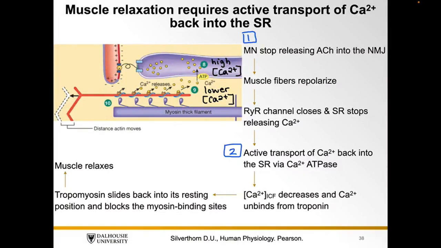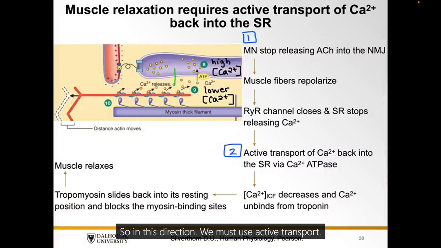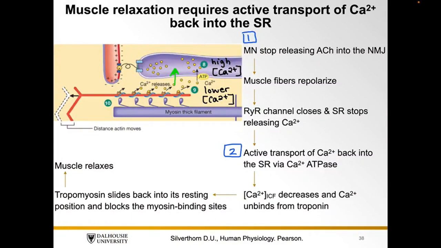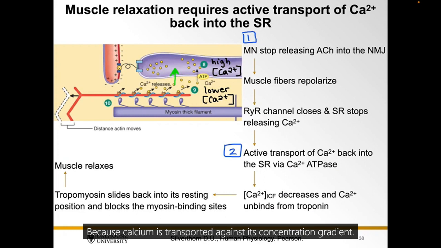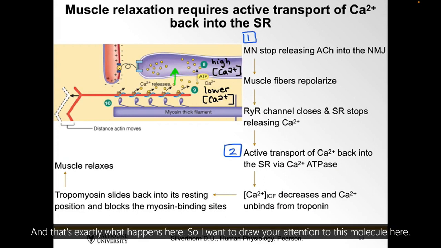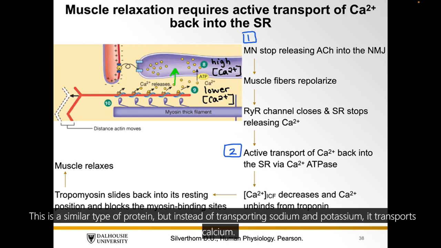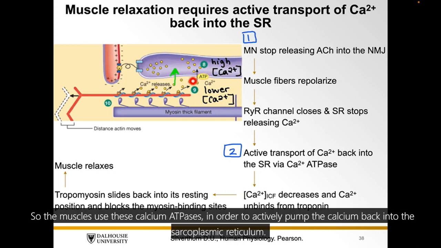Therefore, if we want to get calcium ions from the sarcoplasm back to the sarcoplasmic reticulum, so in this direction, we must use active transport because calcium is transported against its concentration gradient. And that's exactly what happens here. So I want to draw your attention to this molecule here. It's a calcium ATPase. So we're very familiar with our sodium-potassium ATPase. This is a similar type of protein, but instead of transporting sodium and potassium, it transports calcium. So the muscles use these calcium ATPases in order to actively pump the calcium back into the sarcoplasmic reticulum.